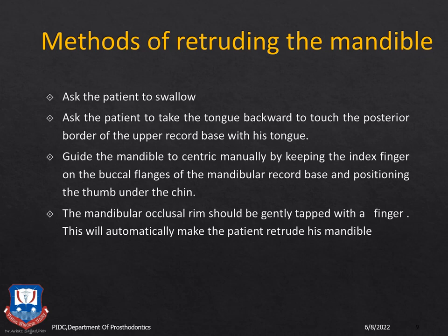The mandibular occlusal rims are gently tapped with fingers. This will automatically make the patient retrude the mandible, sort of a reflex action. When somebody claps their fingers in front of your face, suddenly your eyes shut. So in the same way, when you tap your fingers on the occlusal rims, suddenly the patient, by default or by an inherent mechanism, retrudes the mandible.